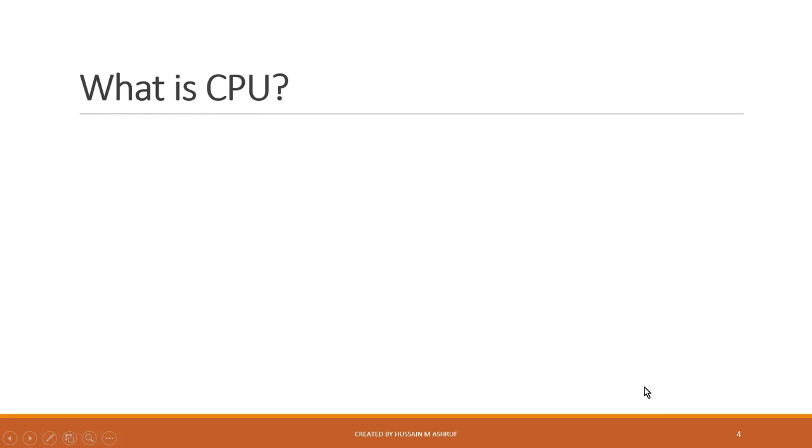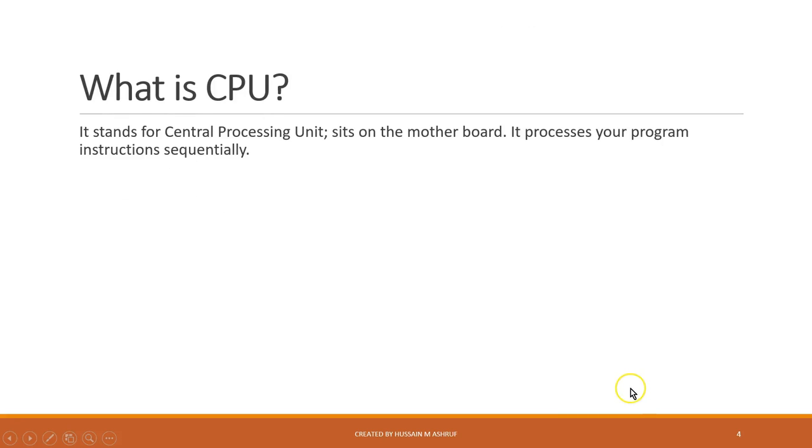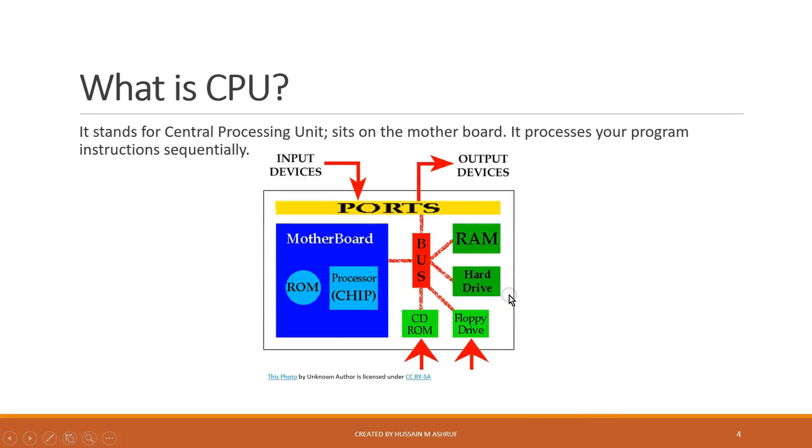So what is CPU? It stands for Central Processing Unit. It sits on the motherboard. It processes your program instructions sequentially. Okay, here is a diagram. So here is a logical diagram. We have ports, input devices, output devices. Input from input devices, data is fed. Output devices, after data is evaluated by the computer, it is sent out to the required devices.